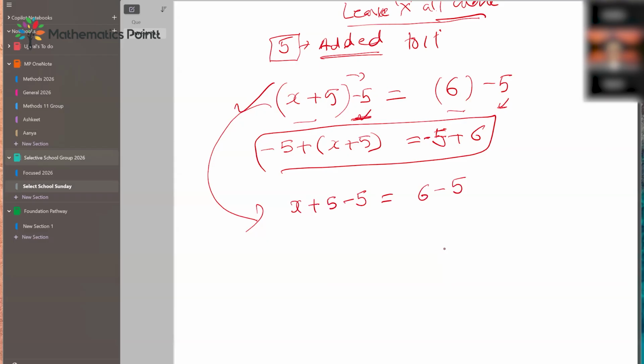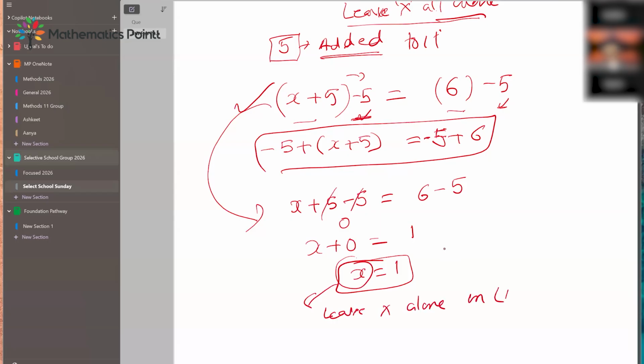I know this might not have been taught in school, or might have been taught in certain scenarios, but I say every scenario. Now 5 gone. So x plus 0 is 6 take away 5 is 1, which means x is 1. You have finally managed to leave x alone on the left hand side, and you have solved for x.